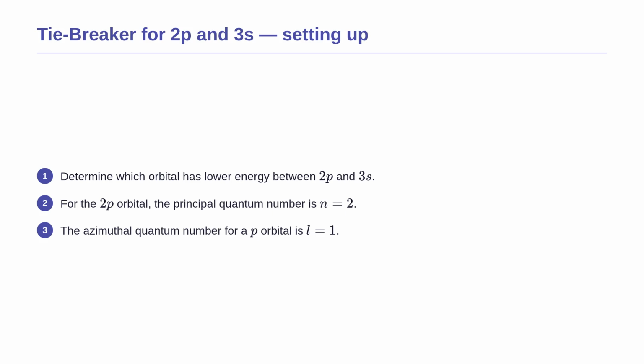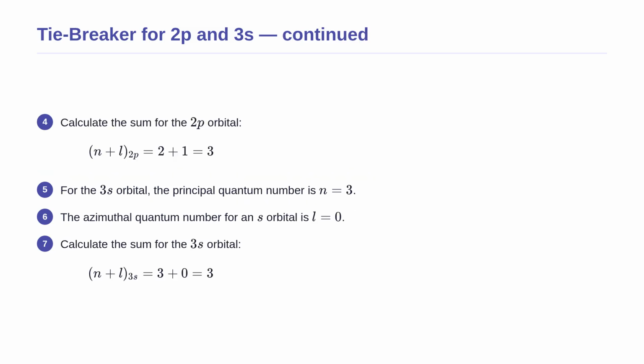First, we will calculate the sum for both orbitals, just like we did in the previous example. For the 2p orbital, the principal quantum number n is 2, indicating it is in the second shell. The azimuthal quantum number L for a p orbital is always 1. We will plug these two numbers into our formula to find the sum for the 2p orbital in the next step. Adding 2 and 1 together gives us a total index value of 3 for the 2p orbital.